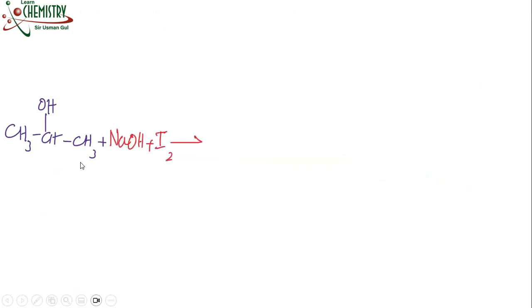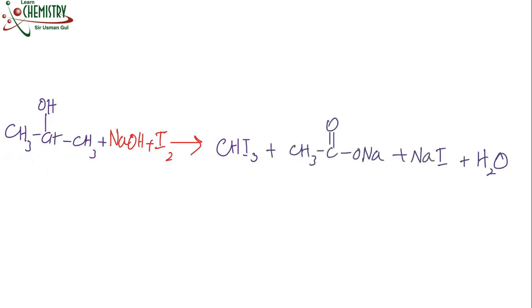This one is 2-propanol, because the OH group is attached to the second carbon. When it reacts with sodium hydroxide along with iodine, what do you think it will give? It will give a positive iodoform test. Yes, because I already told you 2-ols always give a positive iodoform test. So it will give us iodoform, CHI3, along with the oxidized product, and this product will contain 2 carbons.